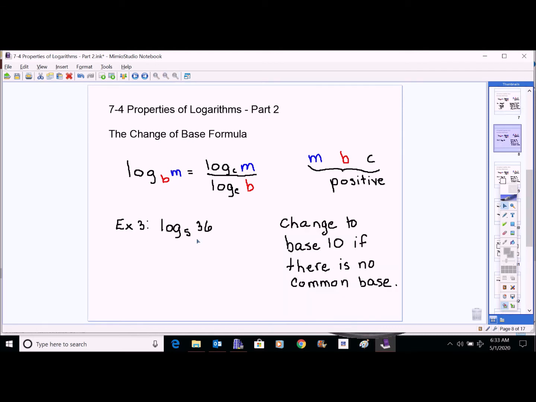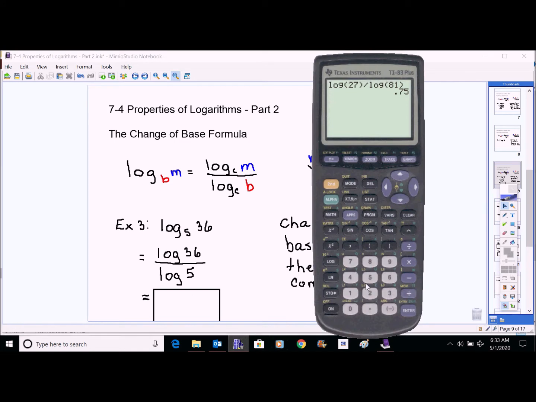So for example here, log base 5 of 36, there's no nice, common, convenient power that is working for both of these. So here your recourse is to say, well, I'm just going to turn them into log base 10s, log base 10 of 36, log base 10 of 5, and let the calculator do the work.